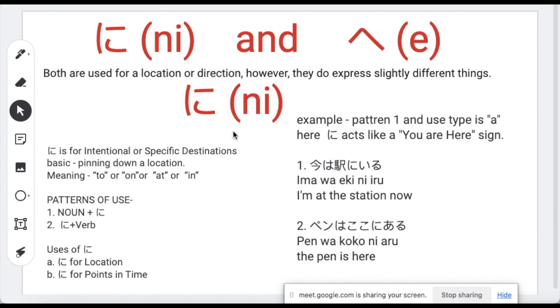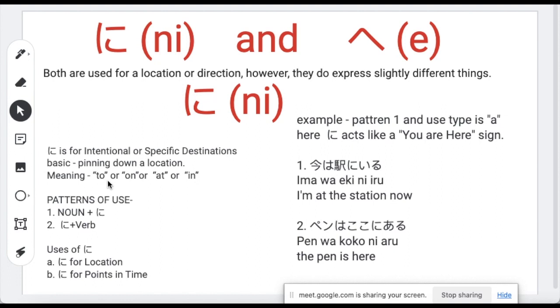So we will see one by one. आपण एक एक करून बघूया. सर्वात आधी आपण बघूया नी बद्दल. Okay, ni is an intentional and specific destination. म्हणजे हे स्पेसिफिक डेस्टिनेशनलाच पॉइंट करतं. So we can say the basic meaning is pinning down the location, only location. फक्त लोकेशन जेव्हा आपल्याला डिफाईन करायचं असतं तेव्हा आपण नीचा वापर करतो.